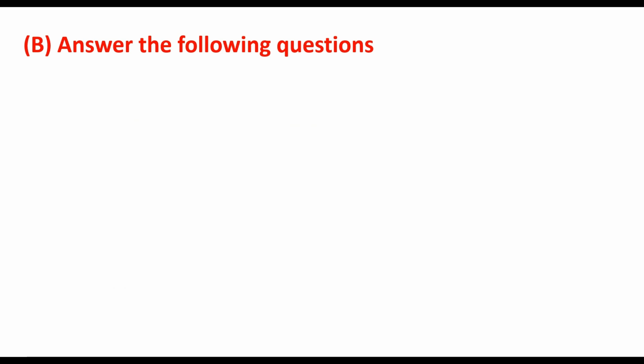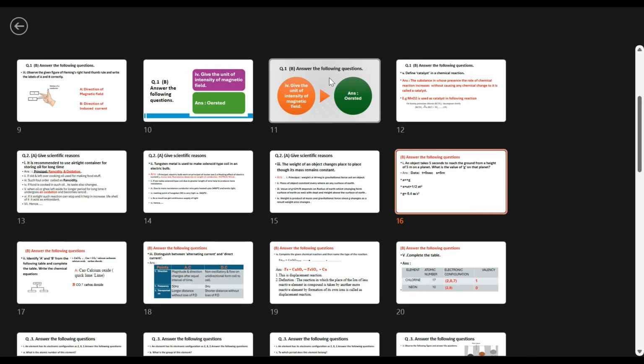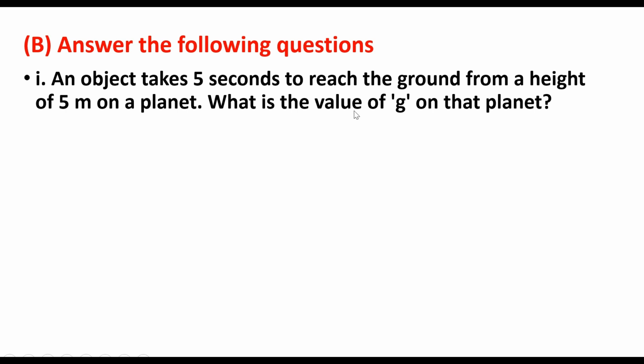Now, question second A, which carries a total of 10 marks. Out of that, 3 marks are for the give reason part, and the second B part is for 2 marks. We have to solve 3 questions. Now, the question is: an object takes 5 seconds to reach the ground from a height of 5 meter on a planet. What is the value of g on that planet?